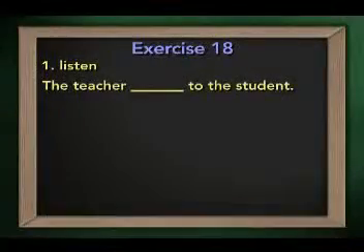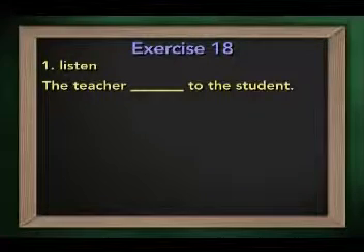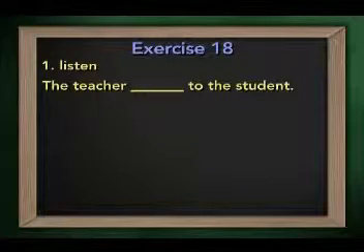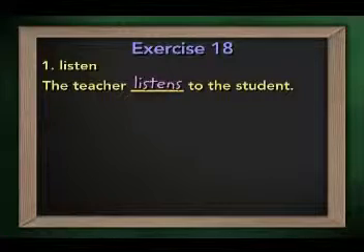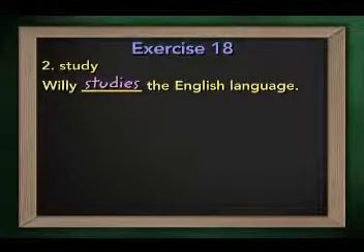Let's review that exercise with all those verbs. You saw the verb, listen, and the sentence, the teacher, blank, to the student. And you wrote, the teacher listens to the student. Good. Then, Willie studies the English language.